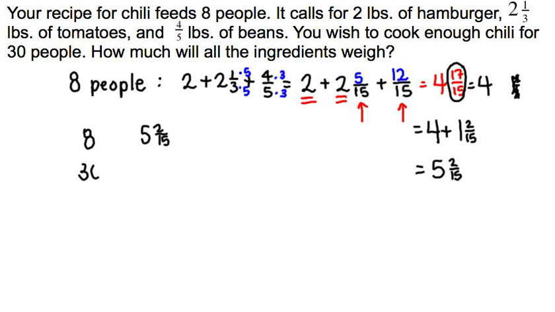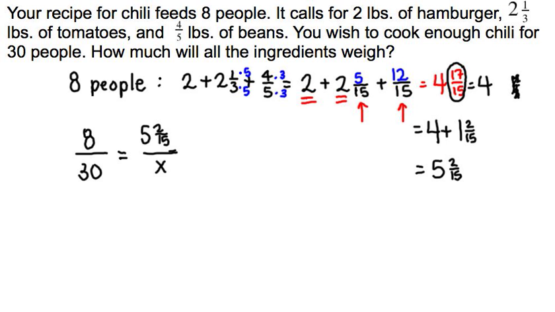But we want to know for 30 people, how much will our ingredients weigh? We're comparing 2 quantities. And when we compare 2 quantities, we can set up ratios and set up a proportion then to solve for that missing piece. In this case, we can say 8 people is to 30 people, as 5 and 2/15ths is to x number of pounds. We have a proportion.